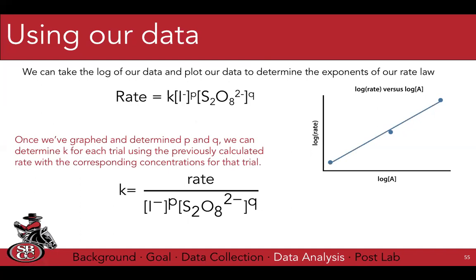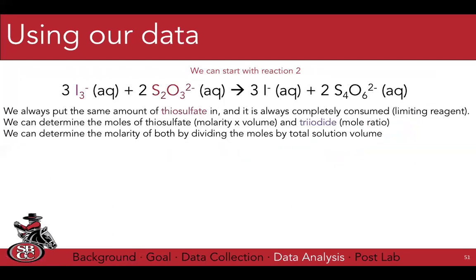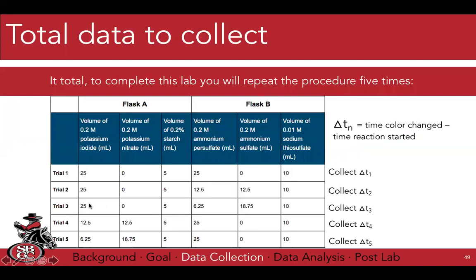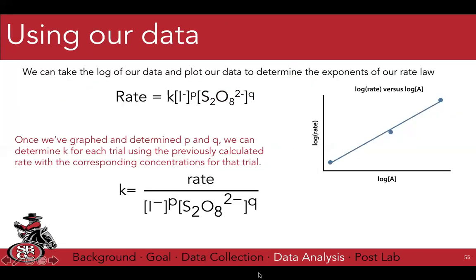It's going to be 0, 1, or 2 for both P and Q. We can determine K each time because every time we did a run, every trial, we know the concentration of iodide, we know the concentration of persulfate. We know what the rate was because we measured it. So we can plug in the rate from our data, the concentrations from our data, and the P and Q from what we just solved for. And that will give us a K value for each of those 5 trials. Of course, this should be a constant, so it should be the same for each run.